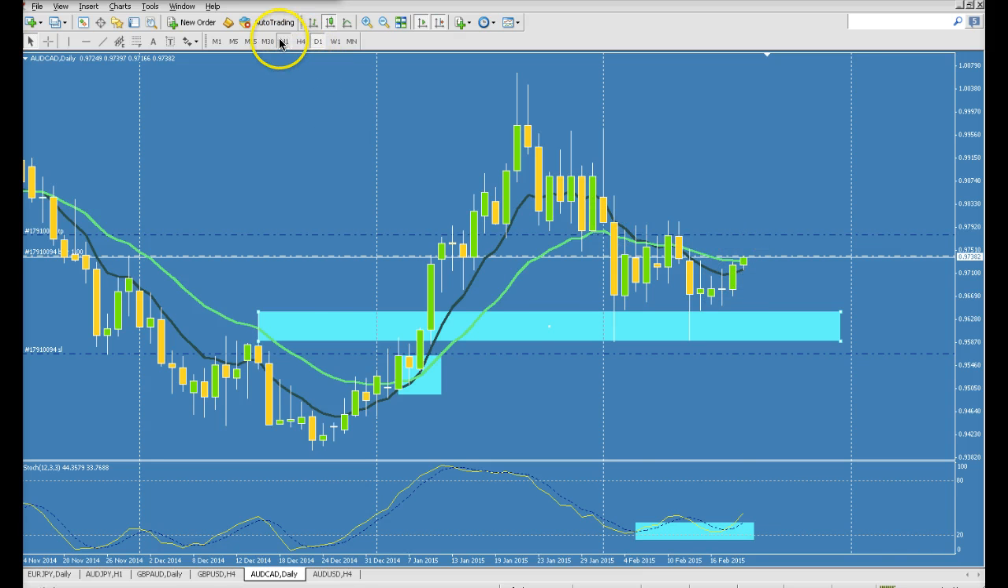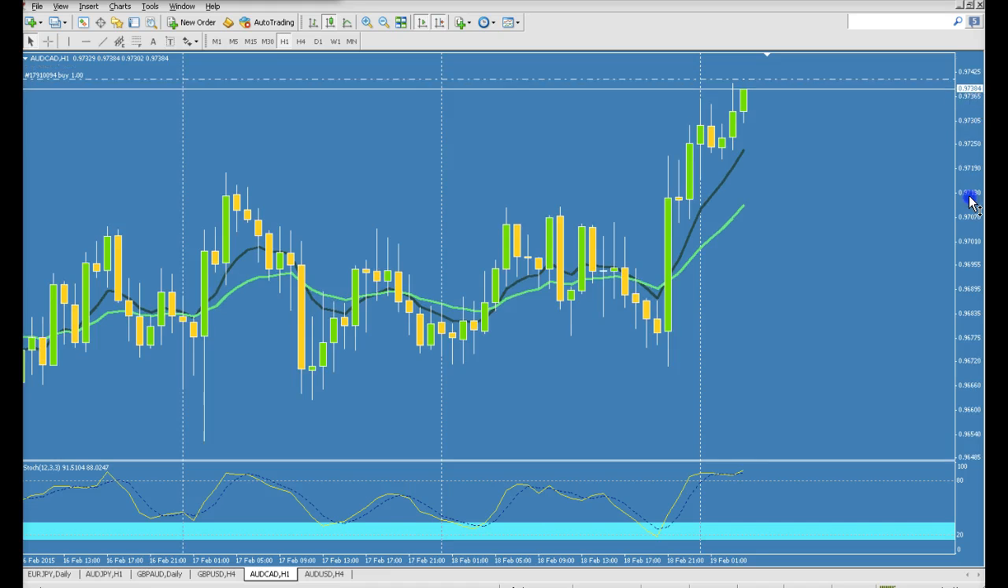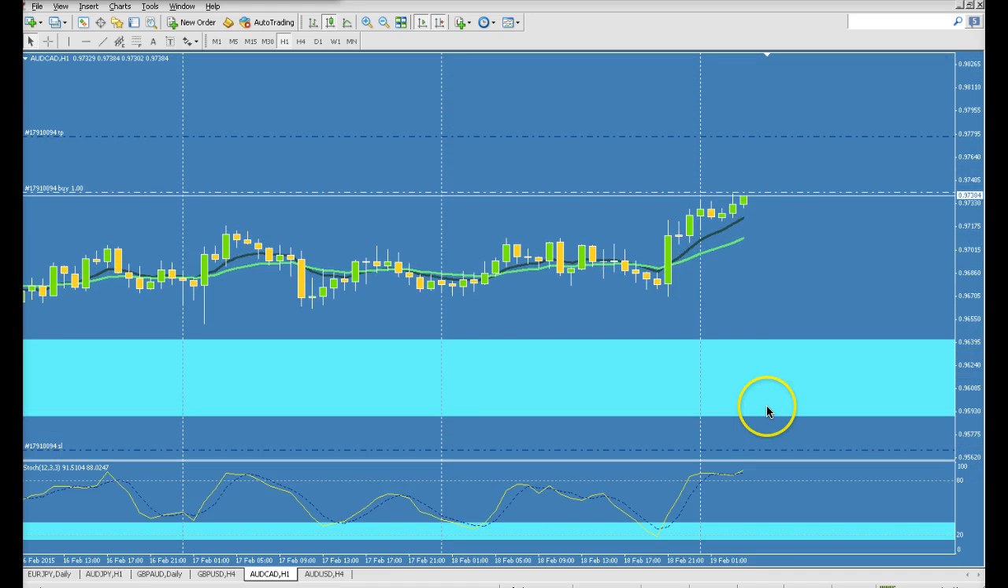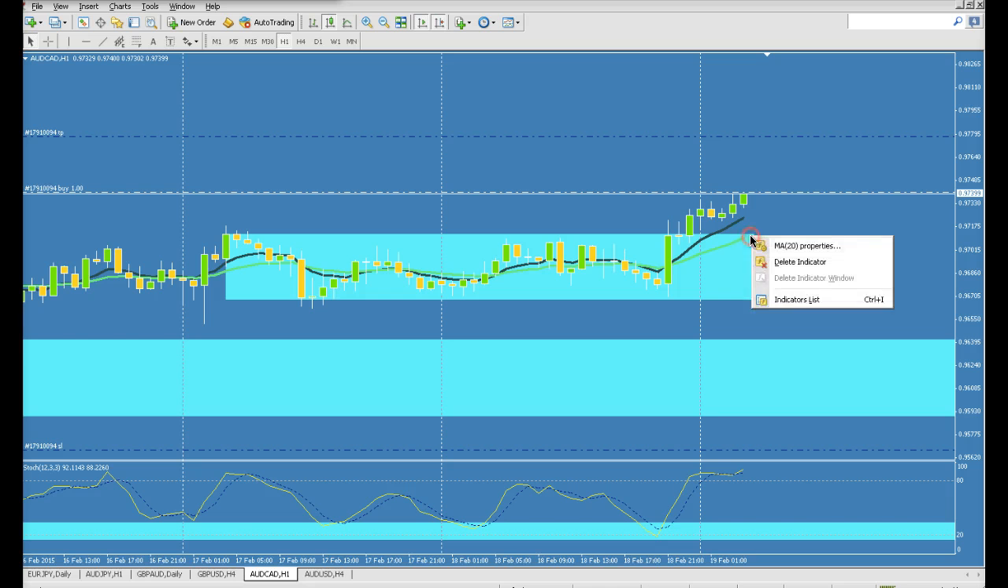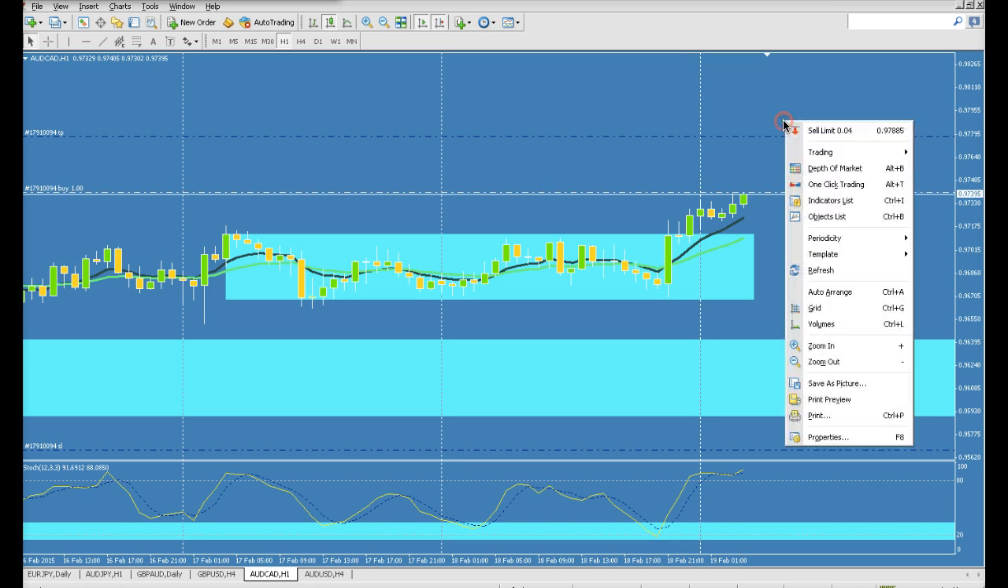Okay, let's look at the 1-hour chart. On the 1-hour chart, we had quite a consolidation area here, and what happened? Price broke above this consolidation, so we're in an uptrend. So basically, this is a breakout trade. Okay, let me just remove all the indicators.